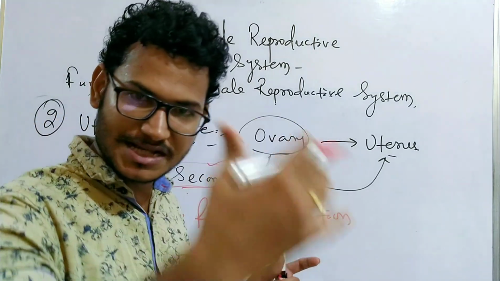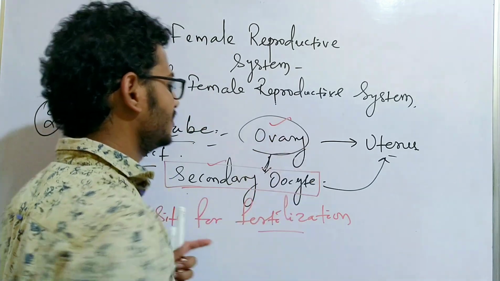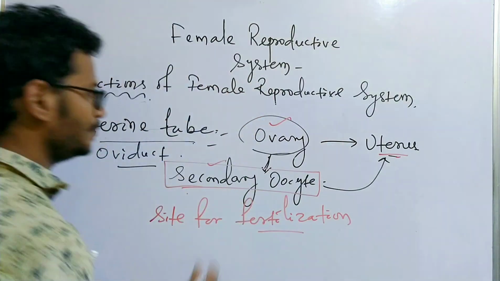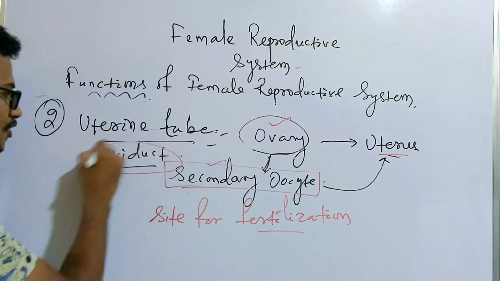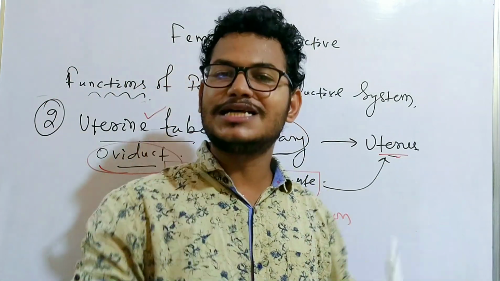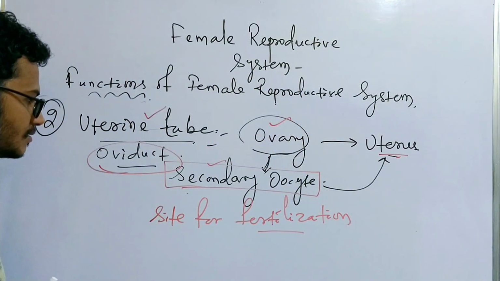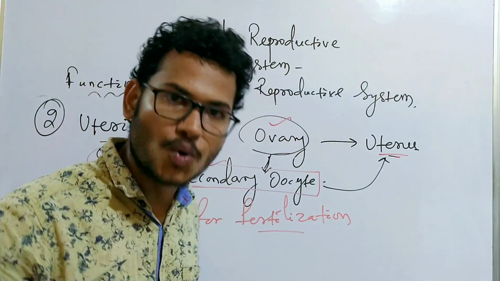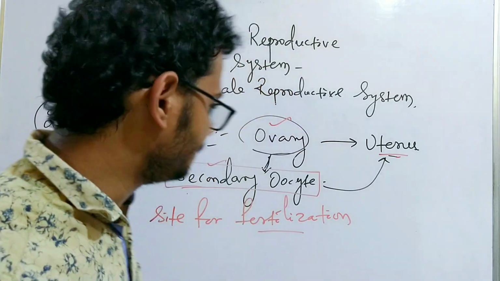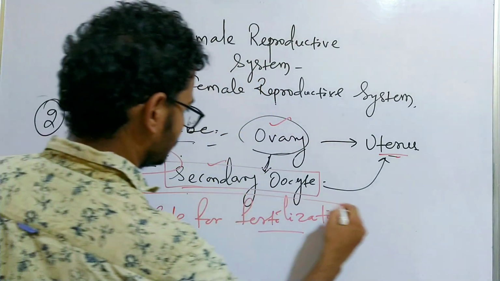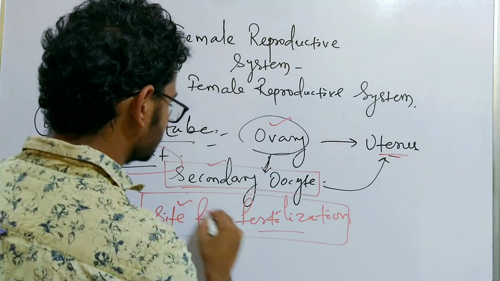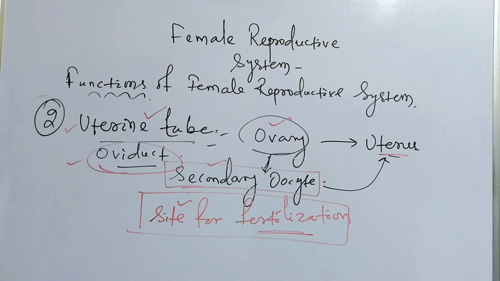The secondary oocyte gets mature after its release from the ovary, and on the way to the uterus, in the oviduct, or the uterine tube, or the fallopian tube, it fuses with the sperm and forms the zygote. So the formation of the zygote, or the fusion of the sperm and ovum, takes place in the uterine tube or oviduct. So this is the site for fertilization.